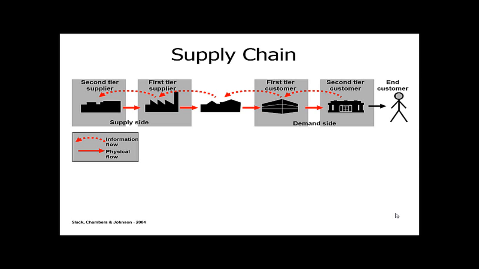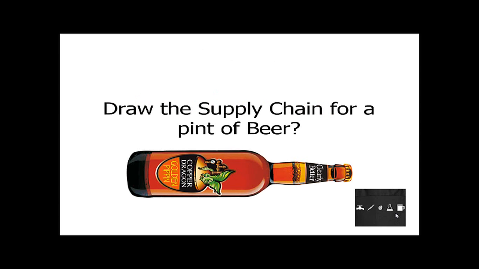If you go downstream towards the end customer, you've got what's called a first tier customer, which might be, say, a distributor or a supermarket, and then you get further down towards the end customer. And it can go first, second, third, fourth, fifth tiers, and we're going to talk about the reason why they're tiers in a little while.